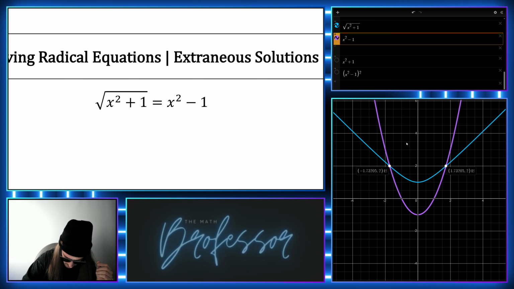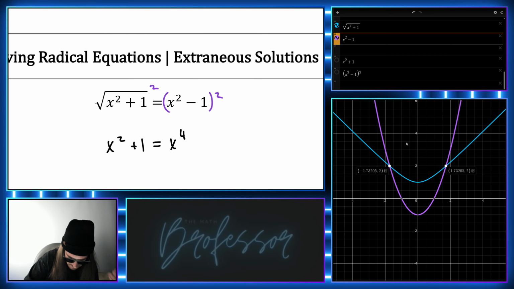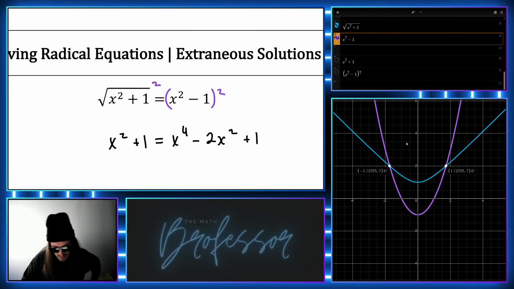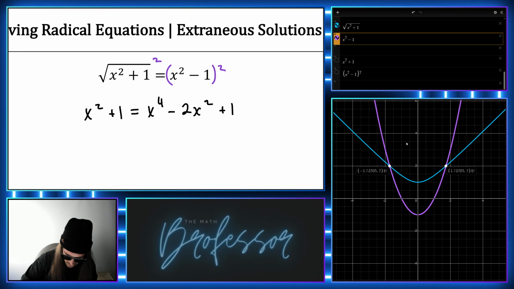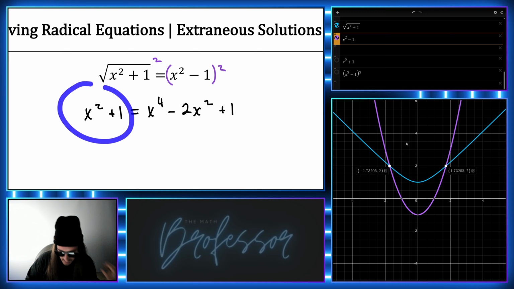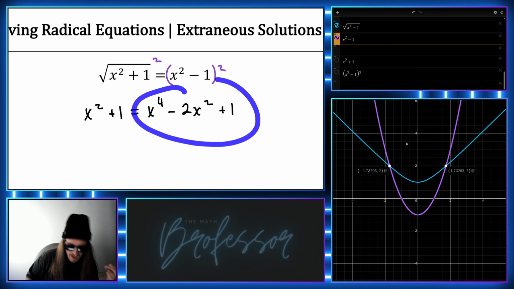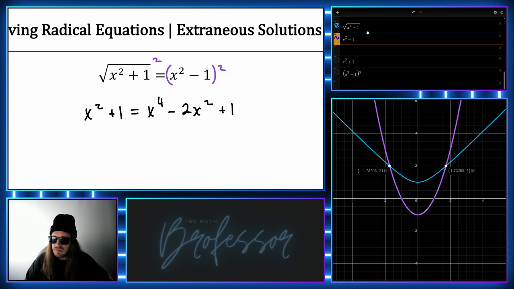But of course, we are going to square both sides to get rid of that square root. So square this, square that, and we would have x squared plus 1 equals. You need to FOIL this, and I'm not going to do that again. That would be x to the fourth minus 2x squared plus 1. So after you square both sides, this is the equation you're dealing with. On the left now, we have a quadratic, and on the right, we have a quartic. So what do those look like?